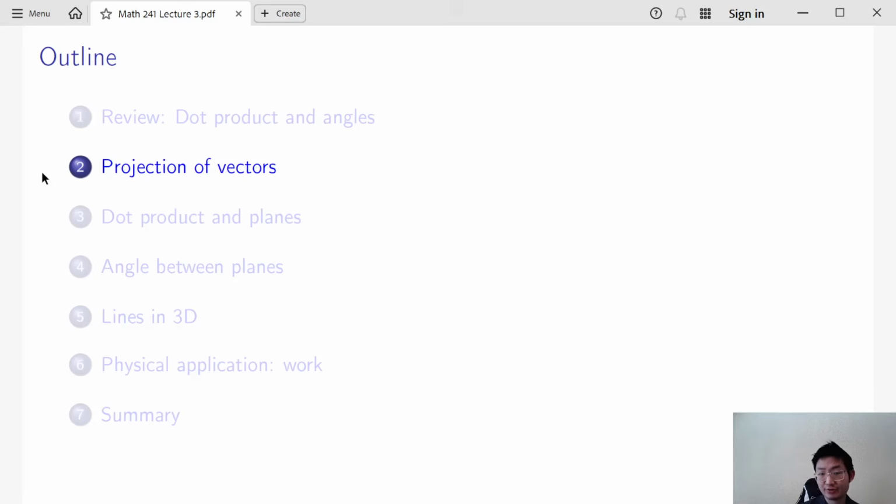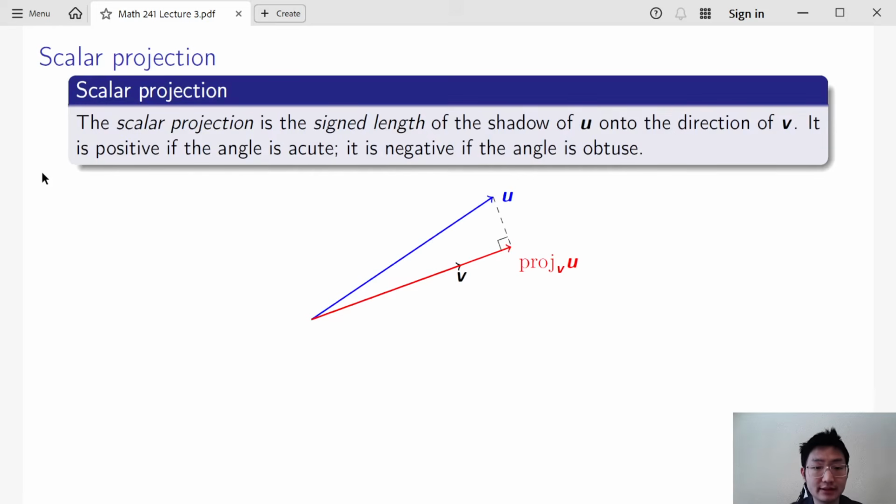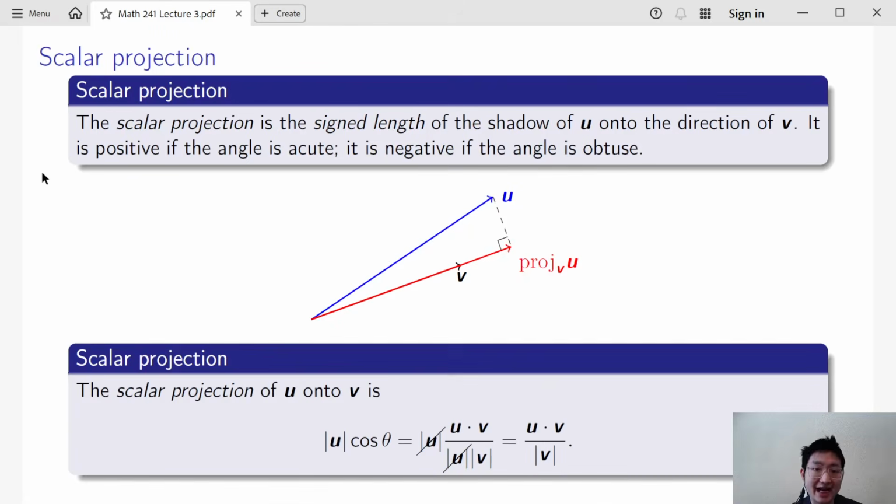There are two natural ways to define the projection of one vector onto the other vector. So the scalar projection only cares about the length and the sign. It is the signed length of the shadow of u onto the direction of v. If the angle between u and v is less than pi over 2, then the scalar projection is positive. If the angle is greater than pi over 2, then the scalar projection is negative.